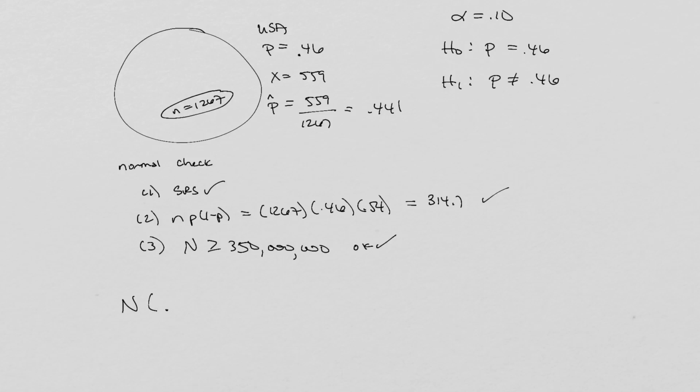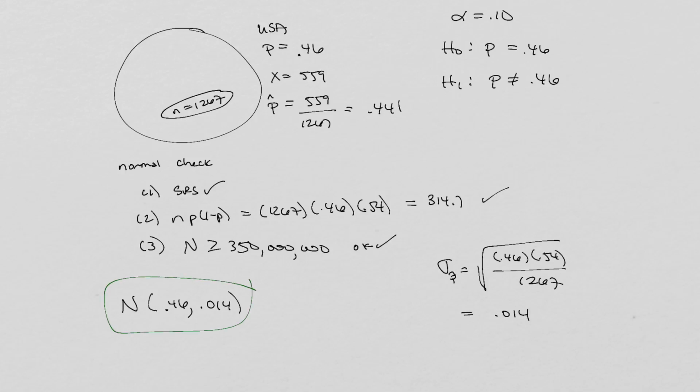We're assuming that it has a proportion of 0.46, and then the standard deviation of p hat, again, will be the square root of p, which is 0.46, times 1 minus p, all over n. And if you stick that into your calculator, you get 0.014. Okay, so this is what we're going to be using to try to answer my test.